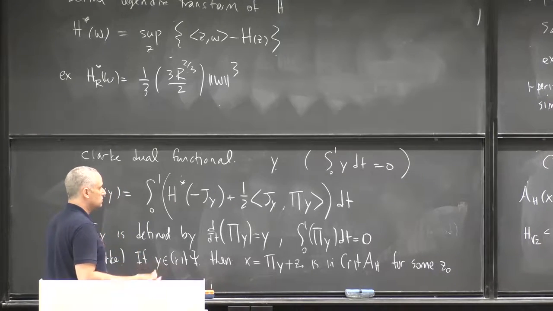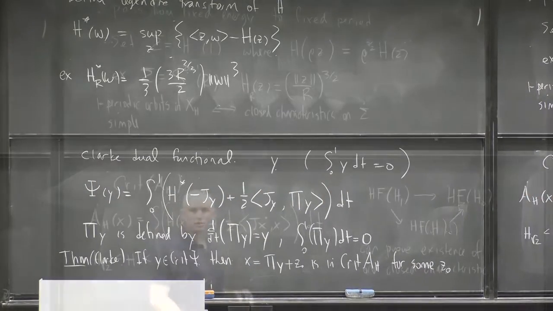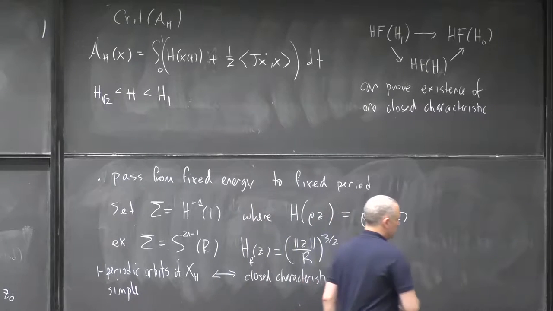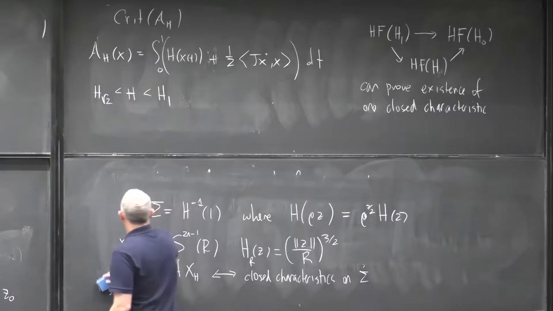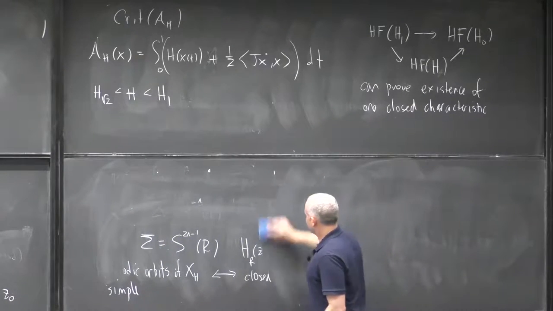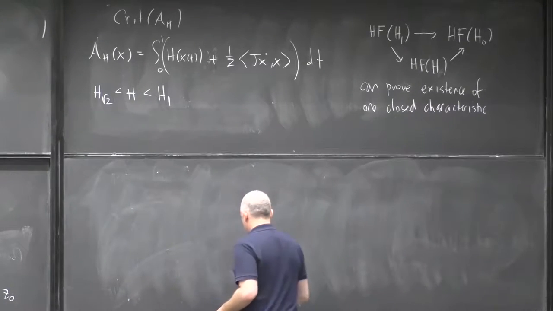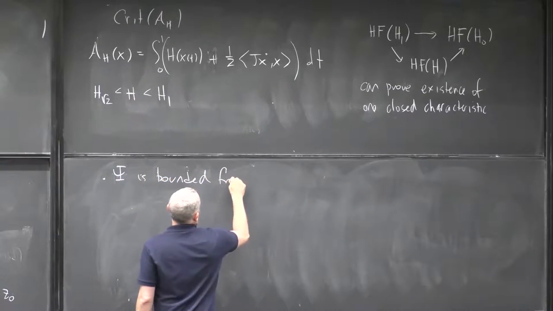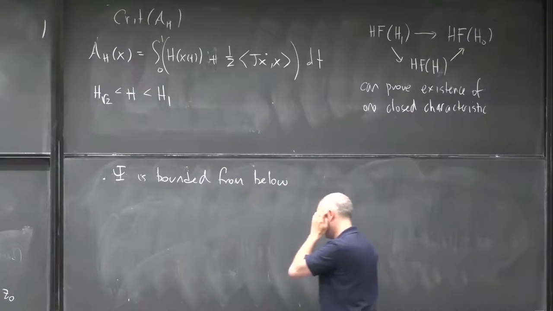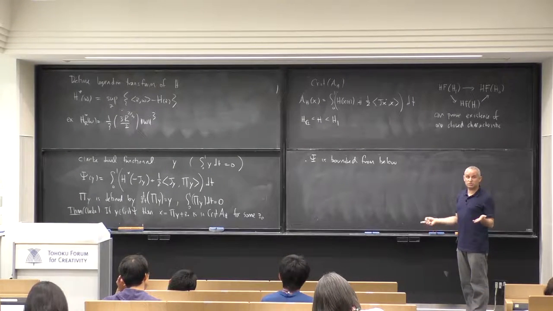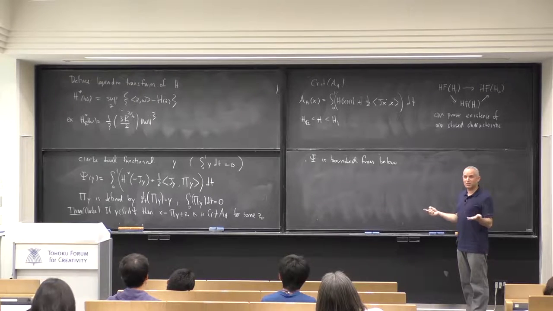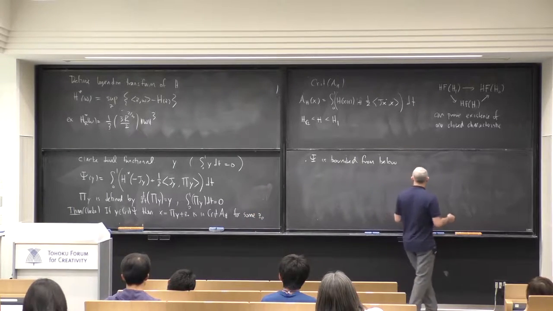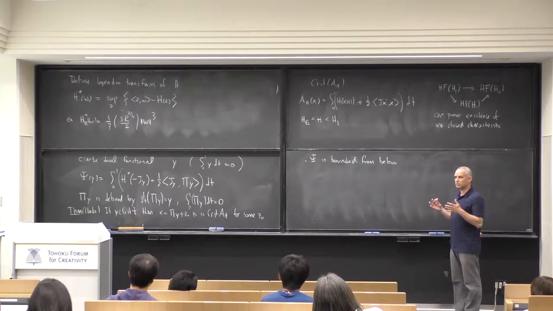Okay, so we've changed one calculus problem into another, and it's not clear that we've gotten anywhere, but here's the point. This functional is bounded from below. That's good news, but it's not enough to save us. We can just take a minimizing sequence and get a minimum and get a closed characteristic. But because of this, the pinching condition now paints a beautiful picture.